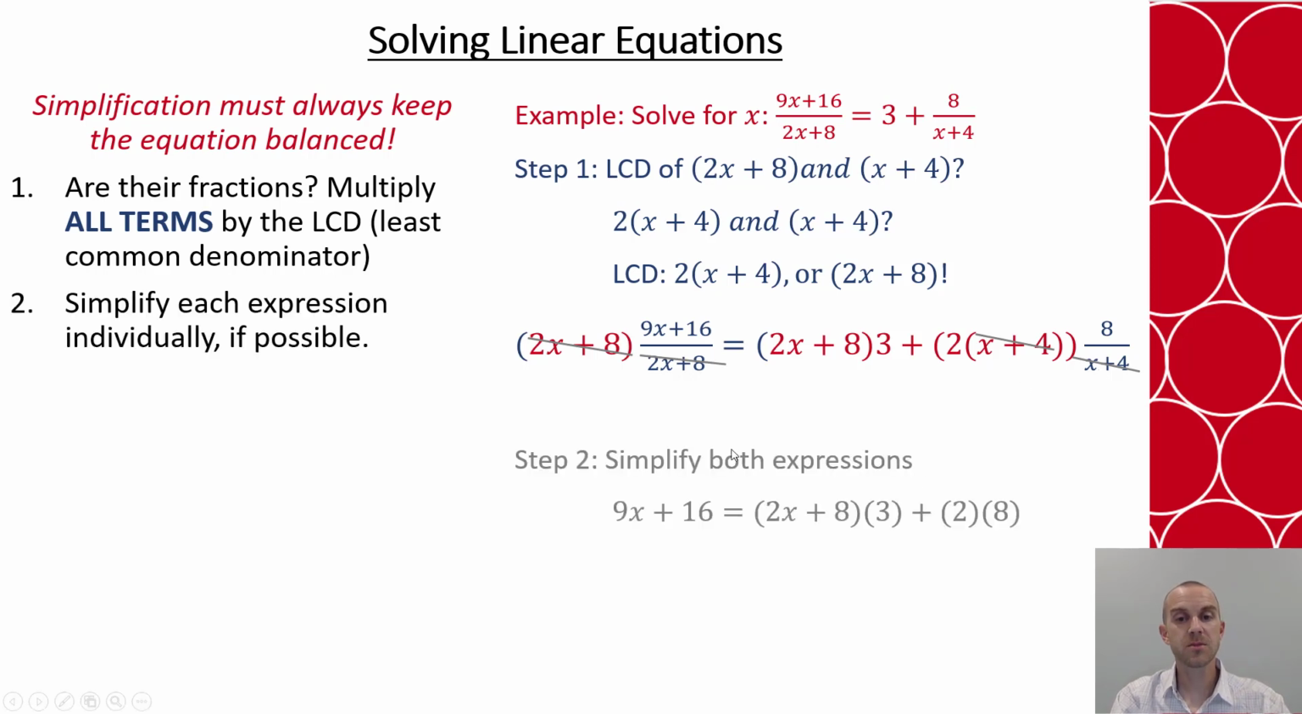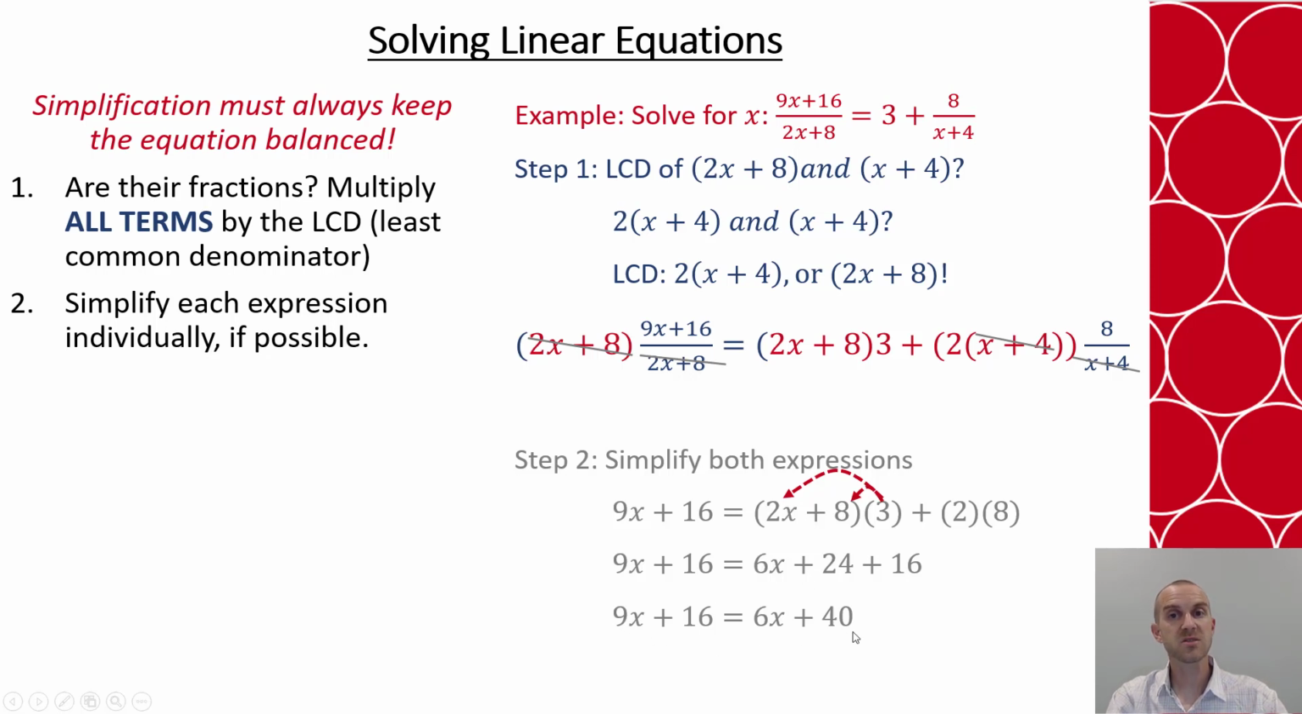Now I can go through and simplify the rest of each of those expressions. The left-hand side is perfectly simplified. There's nothing else I can do. But on the right-hand side, I can distribute, and I can do the 2 times 8. So I distribute the 3 to both terms. This will give me 6x plus 24, and then the 2 times 8 gives me 16. Now I'm going to add my two constants together so that I'm left with 9x plus 16 equals 6x plus 40. Now I can start working on balancing the equations and simplifying.